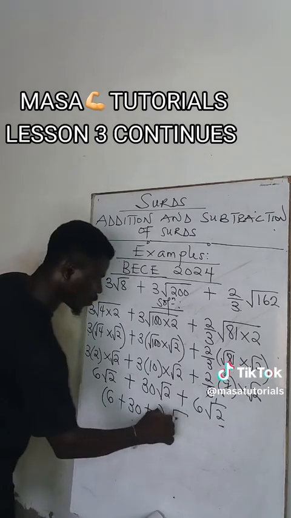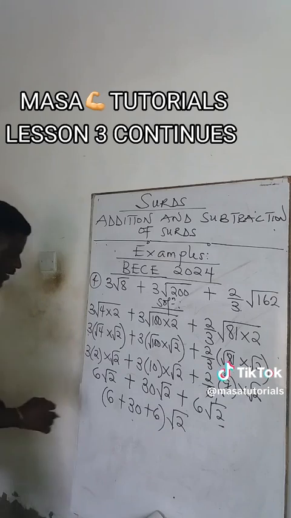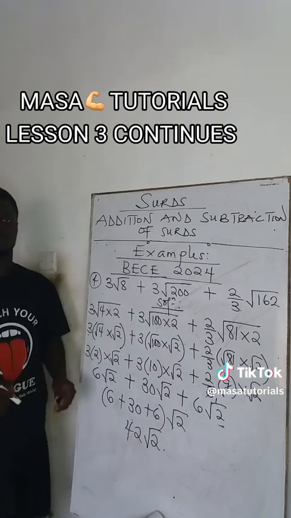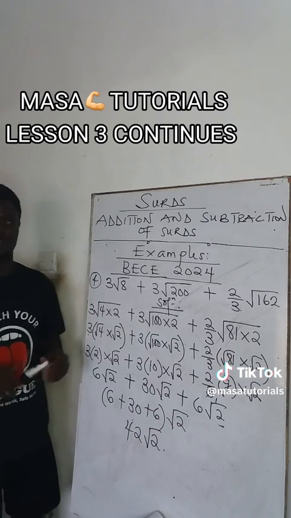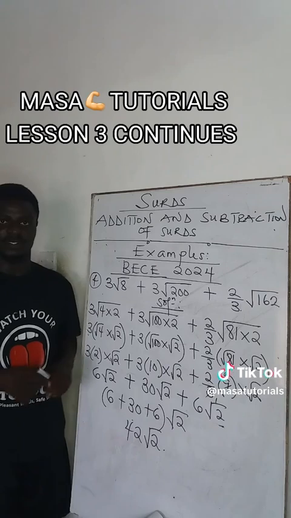Then square root of 2. Now 6 plus 6 is 12. 12 plus 30, we get 42 square root of 2. Very, very trivial. Let's see our next example. That's example 5.